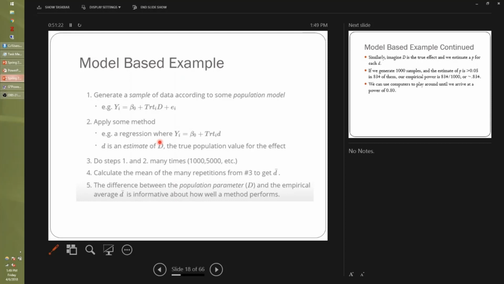And you apply a regression, right? And the difference between the regression and this population model is that you don't have that error in the regression. You're not getting that error, but you are getting some estimate of B and some estimate of D. The little d is an estimate of the treatment effect. So you get a sample of 100, half of them untreated, half of them treated.